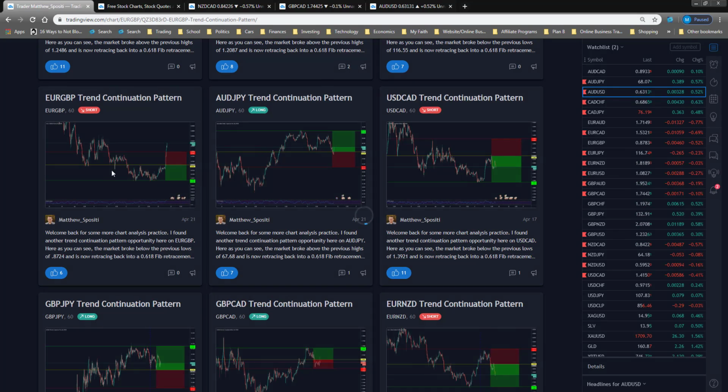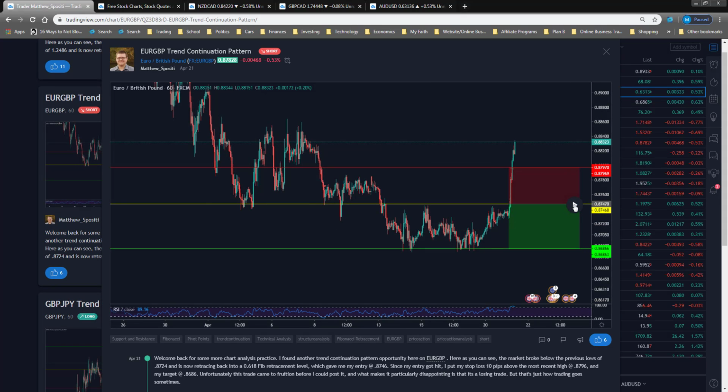All right, now we're going to go Euro Pound. This was another trade that I took. This was actually a trade that I took longer back. Let's see, what was the entry?